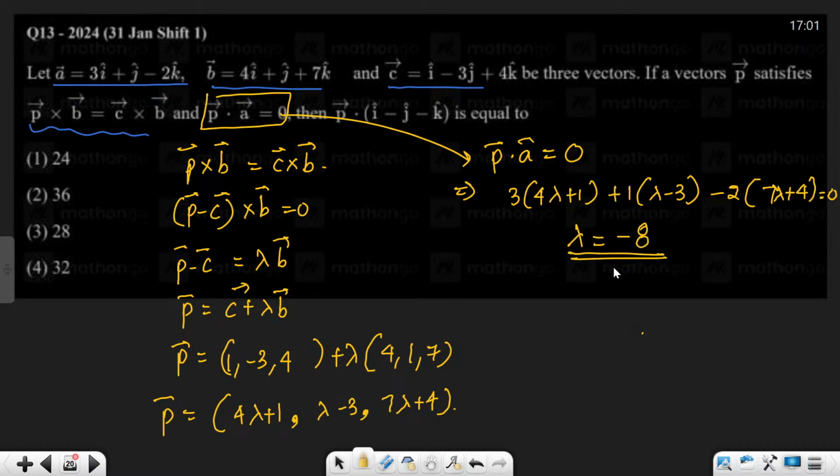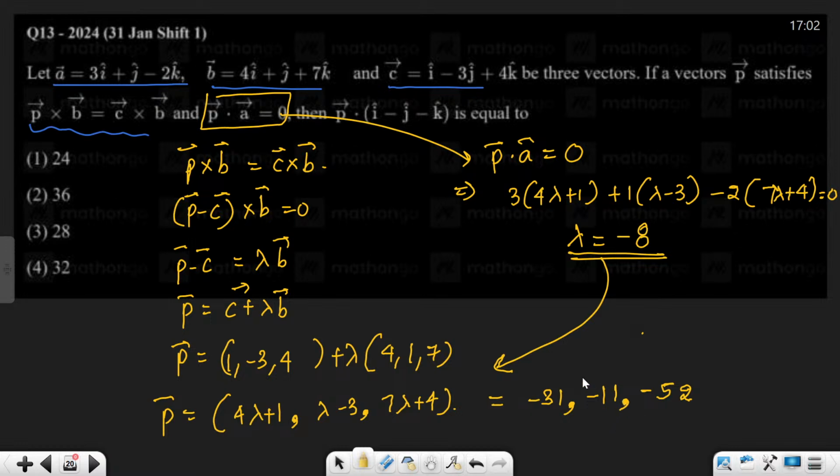The moment lambda is minus 8, now you have got your P vector. Okay, so this is going to become what? 8 times 4 is 32, minus 32 plus 1 is minus 31; minus 8 minus 3 is minus 11; and then minus 8 times 7 is 56, so 56 plus 4 is minus 52. This is your P vector, right?